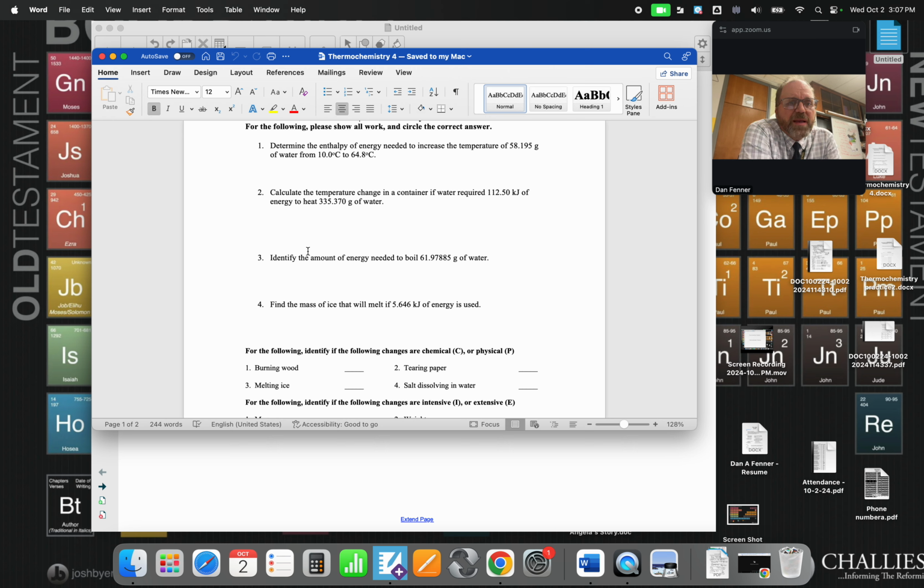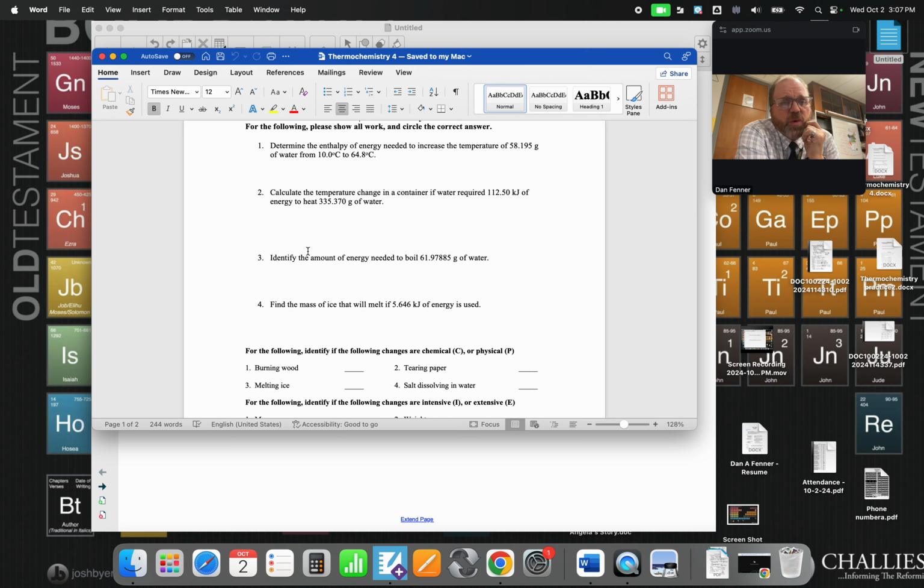Number 2, calculate the temperature change in a container if water requires 112.50 kilojoules of energy to heat 335.370 grams of water. We're finding the delta T there, so you're going to rearrange the equation. Remember, we're still dealing with water. Number 3, identify the amount of energy needed to boil 61.97885 grams of water. That's going to be heat of vaporization, so delta H of V.